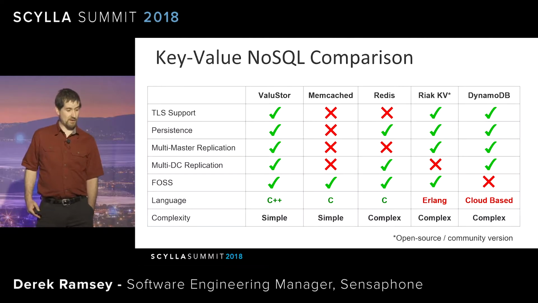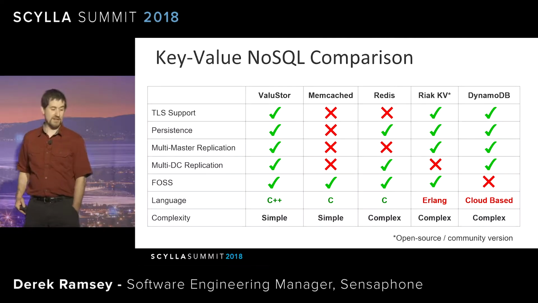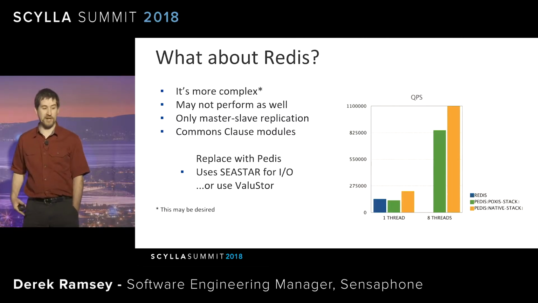Redis is an interesting solution, but again, from the CAP theorem, it's not multi-master replication. So it has all of those issues I went into with the quorum problem. And as far as complexity goes, I want to talk about that in the context of Redis. Redis is much more complex. It has dozens of commands.